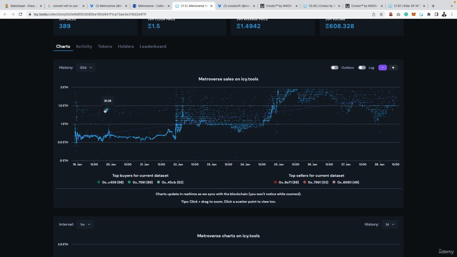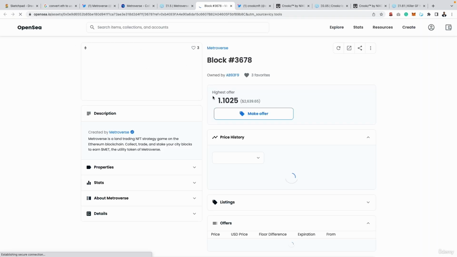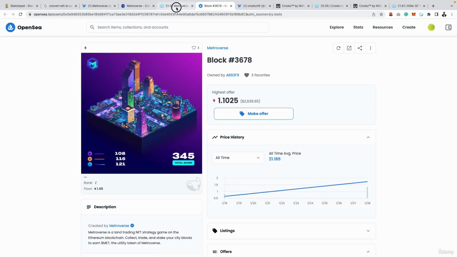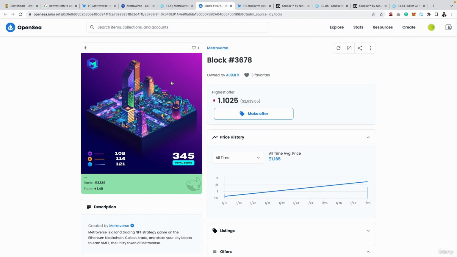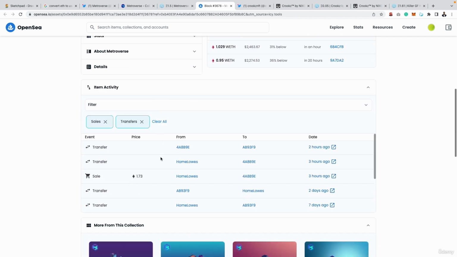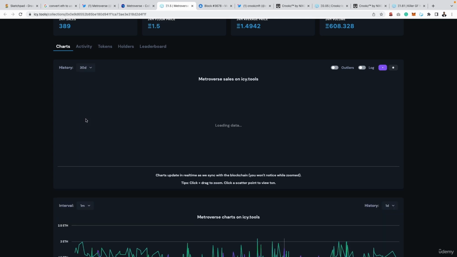But essentially, every dot you see here relates to a sale on OpenSea for this specific project, Metroverse. So if I go down to the last 4 hours, for example, and click one of these dots, you can see it's going to open up the listing on OpenSea. The dot I just clicked was this one, I believe, for 1.73 Ethereum. If I click that and scroll down, you can see it sold for 1.73 Ethereum. So what this tool basically does is it pulls in every single sale on OpenSea and it plots it onto a chart, which we can use to then analyze.